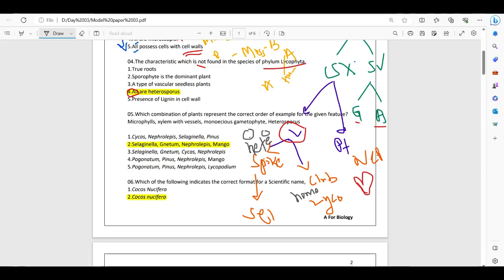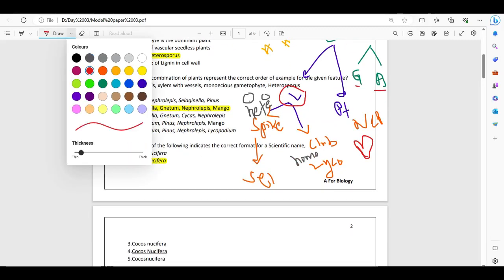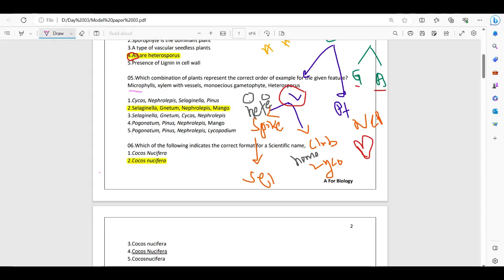So the next question. Which combination of plants represents the correct order of examples for the given features? Microphylls, xylem with vessels, monoecious gametophyte, and heterosporous. The best thing for these types of questions would be the method of elimination.